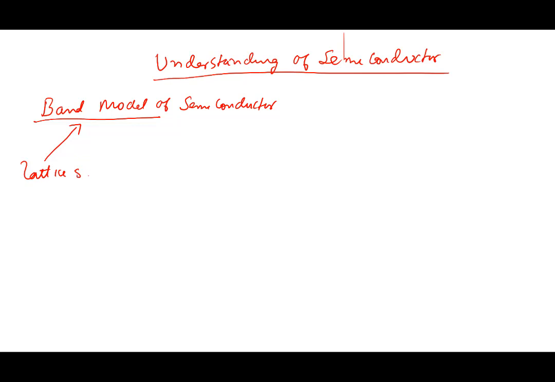Lattice structure that you see, yes, these are crystalline solids. What we are talking about is crystalline semiconductors. By the way, all semiconductors are not crystalline. We are only in this case talking about crystalline semiconductors. So we start with the lattice structure. You've already read a little bit about lattice structure, right?